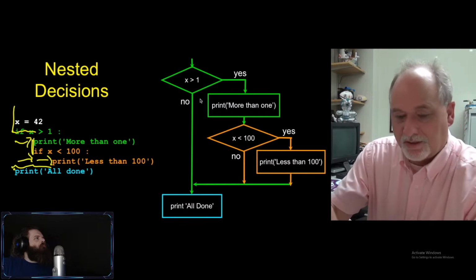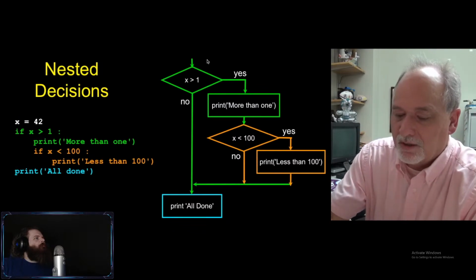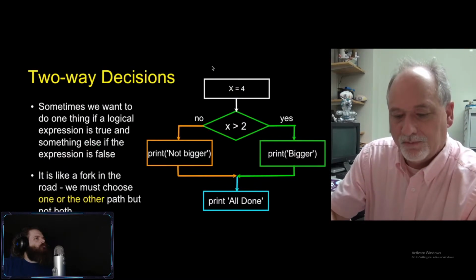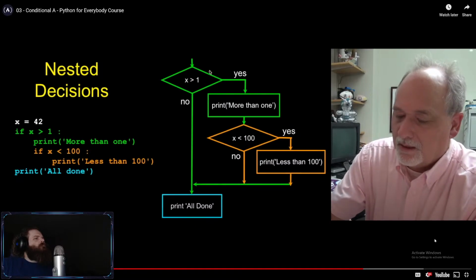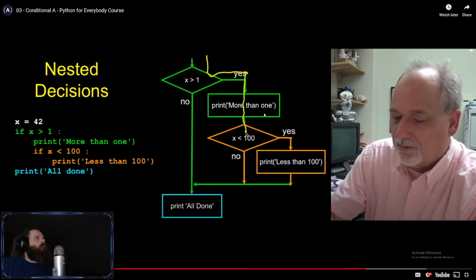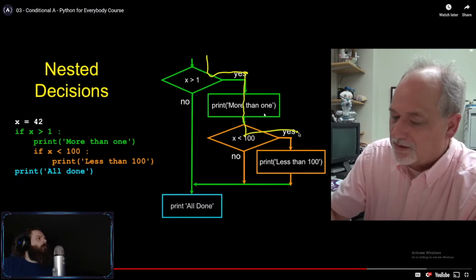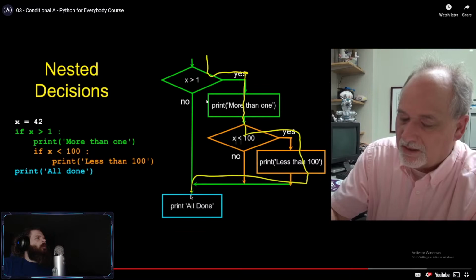And so if you watch this and you take a look at how this works, it runs to here. Oops. Back up. Comes in here. The answer is yes, x is greater than 1. Prints this. Is x less than 100? Well, it's 42, so the answer is yes. So it runs this, and then it kind of continues. Okay, I want to look at this here.